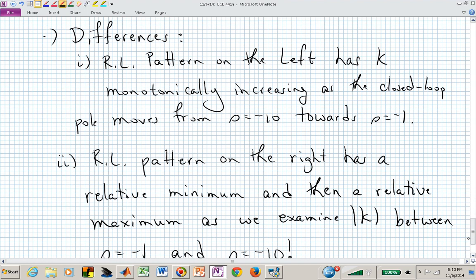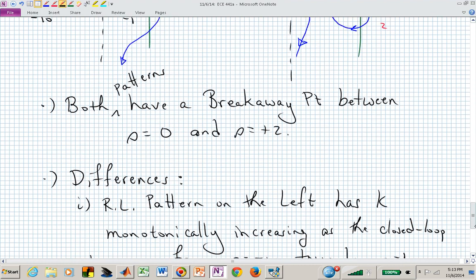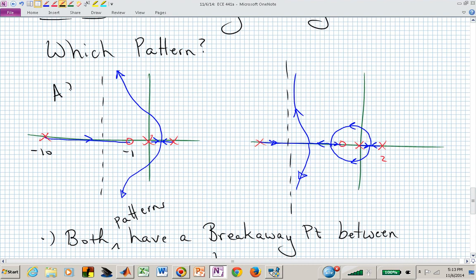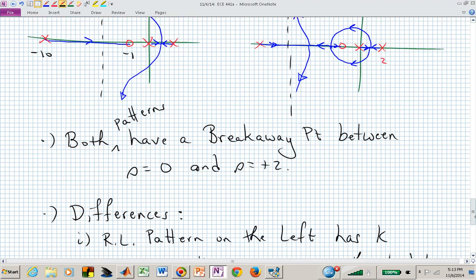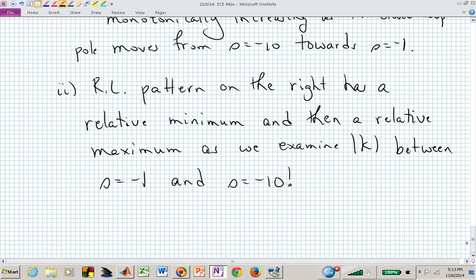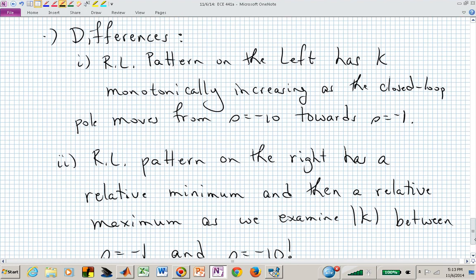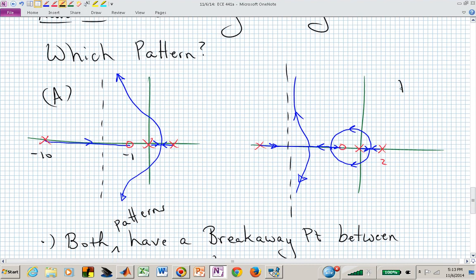If k monotonically increases between minus 10 to minus 1, then we have the pattern on the left, or pattern A. If we look at k as a function of s between minus 1 and minus 10 in terms of s values, and it has a relative minimum and then a relative maximum between those, then we actually have the root locus pattern on the right, or pattern number B.